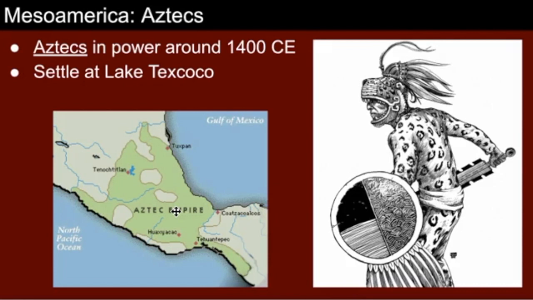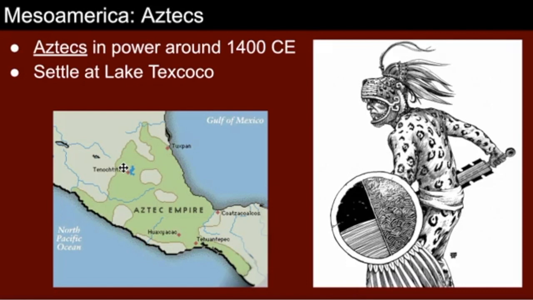Supposedly, the Aztec people were wandering lost in the desert, and they were sent a message from their god that they would know that they had arrived in the chosen land when they saw a sign, and that sign would be an eagle swooping down to land on a cactus while eating a snake. Supposedly, the Aztec people see this sign when they're reaching this area right here, Lake Texcoco, and so that's where they decide to settle and build their capital.